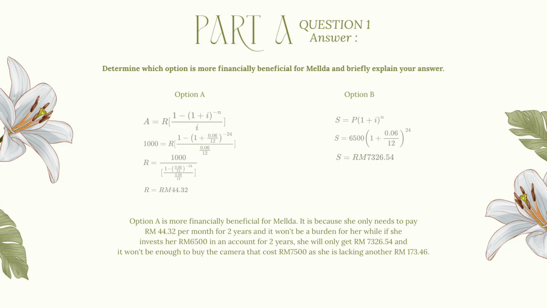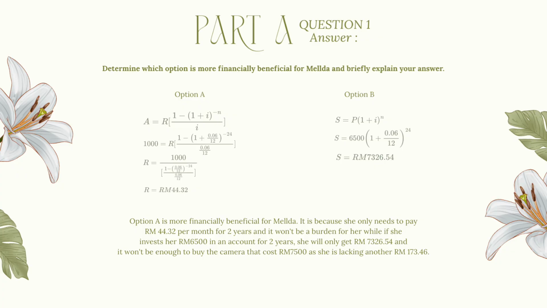For option B, S equals to P (1 plus i) to the power of n. S equals to 6,500 (1 plus 0.06 divided by 12) to the power of 24. The answer is S equals to 7,326 ringgit 54 cents. From this question, option A is more financially beneficial for Melda.